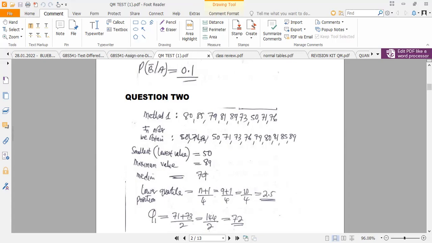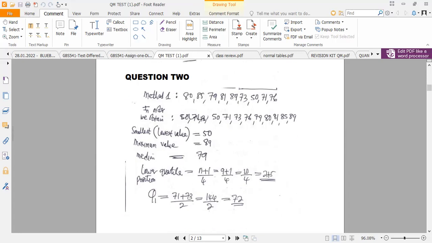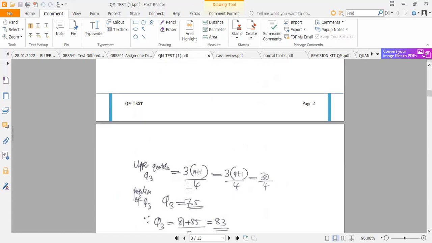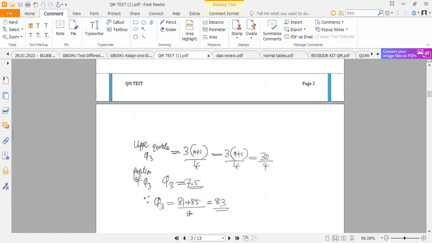Okay. Then the lower quarter is a quarter of n plus 1. You find the figures there. So this one, if you get a 0.5, you add the second number and the third number divided by 2, which was 72. The upper quarter is 3/4 of n plus 1. So when you divide that, you get 7.5. It means the 7th number and the 8th number you add and divide by 2, which is 83.